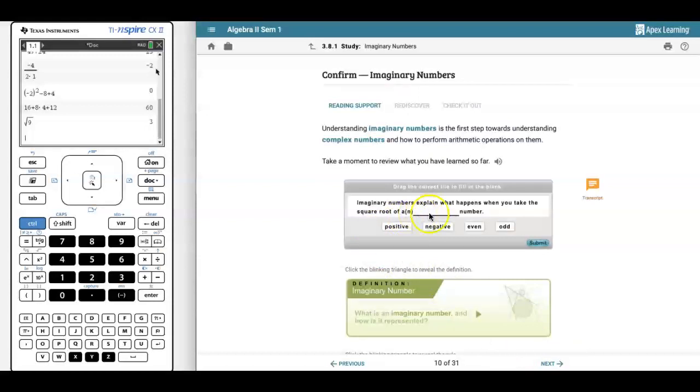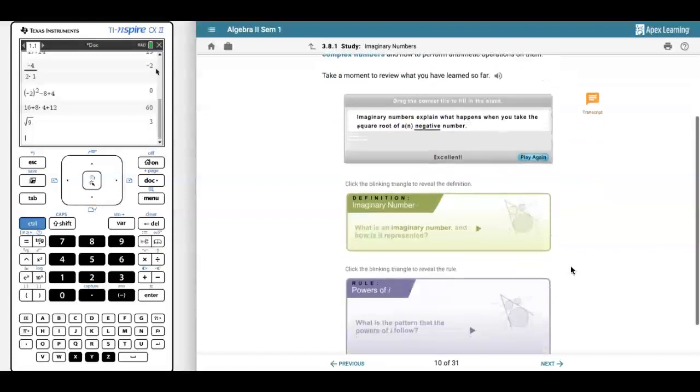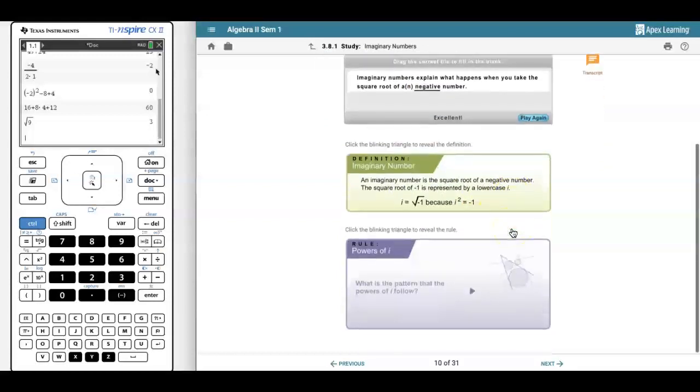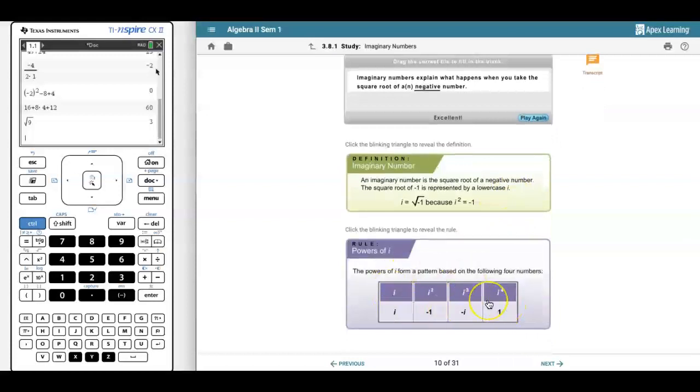Now, imaginary numbers explain what happens when you take the square root of a negative number. Imaginary numbers, again, are the square root of -1, and it's represented by a lowercase i. Again, it's specific, lowercase i, cannot be capital. And the pattern there that we just talked about goes from i, -1, -i, 1, i, -1, -i, 1. It repeats over and over again. Because what we can do is break it up into little tiny patterns of i to the 4th, because all of those will cancel, and whatever we are left with will give us what our value is.